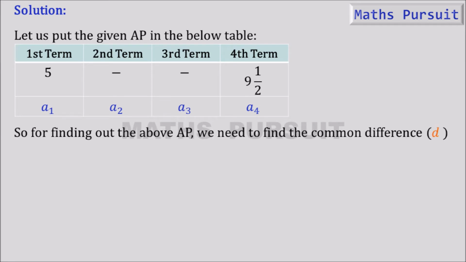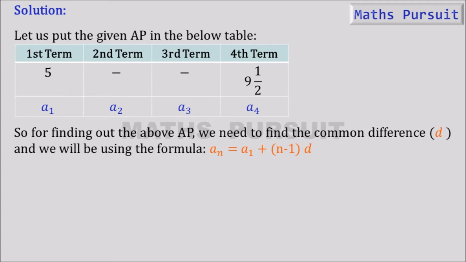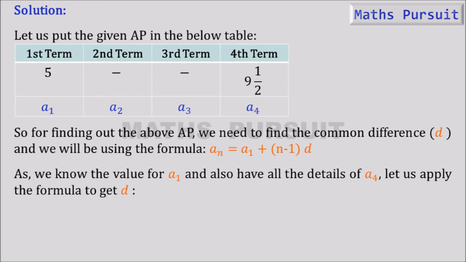So for finding out the above AP, we need to find the common difference D, and we will be using the formula AN is equal to A1 plus N minus 1 into D. Guys, you could see this formula is so important. At each and every step we are using this formula to find out any of the missing values. So please remember these formulas, which will be really helpful for the purpose of your exam. As we know the value for A1 and also have all the details of A4, let us apply the formula to get the value of D.